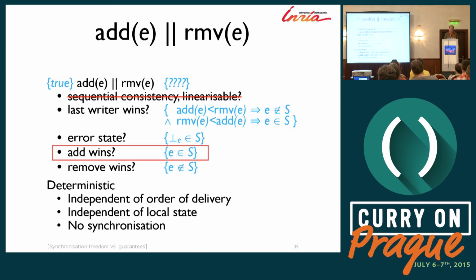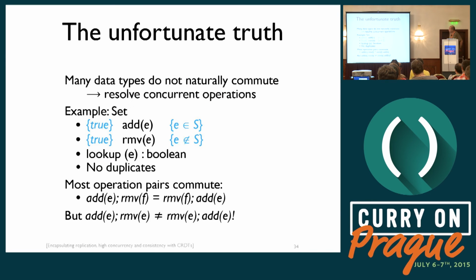And I will skip the last writer win example. But the truth is that most data types that you're interested in do not naturally commute. So how do you make this converge anyway? Well, you just have to define away the non-commutativity, and have some way of resolving concurrent operations.